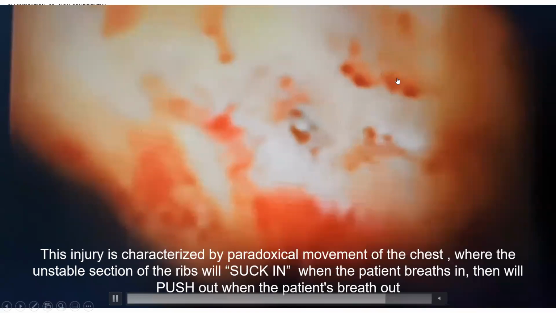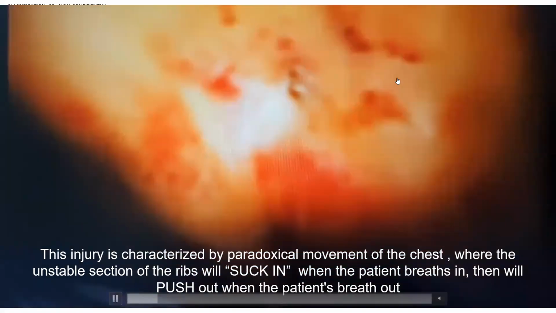So let me just, there's a quick survey here. Can someone answer this one for me? Quick poll. What is your answer? This injury is characterized by paradoxical movement of the chest. Okay. Let's spend a few seconds on this. 9 already answered. Okay, good. Airway obstruction. What do you suspect? What is the injury?